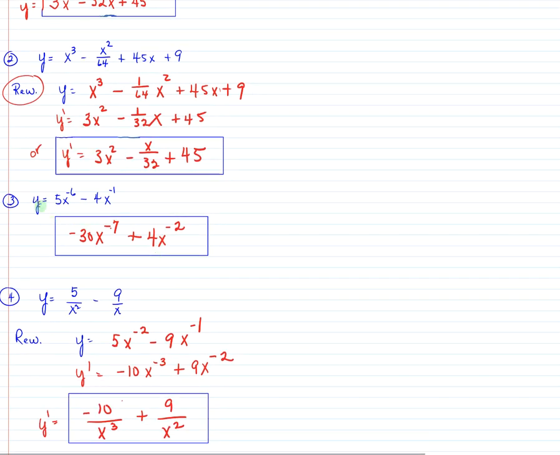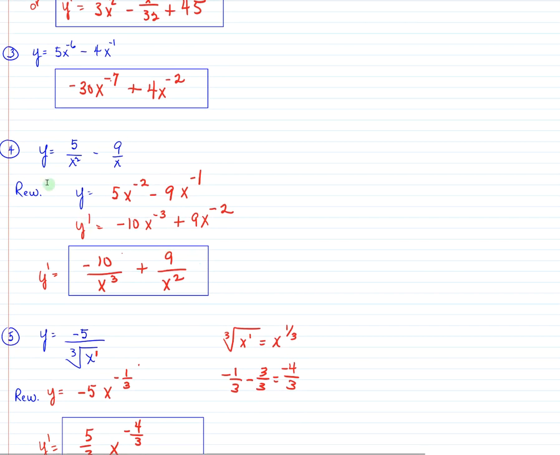All right, number 3, y equals 5x to the negative 6 minus 4x to the negative 1. Same rules apply, but we've got negative exponents, so we have to be careful. Negative 6 times 5 is negative 30. Now, when you take 1 away from negative 6, it becomes negative 7. Then here you have to be careful because negative 1 times negative 4 becomes a plus 4. Take 1 away from this, it becomes negative 2. So this is our final answer. You just have to be very careful with your signs.